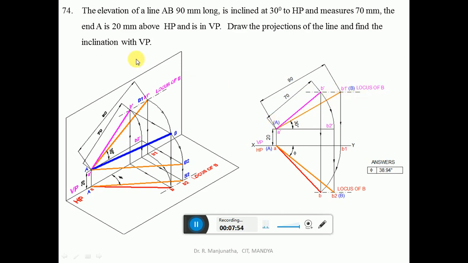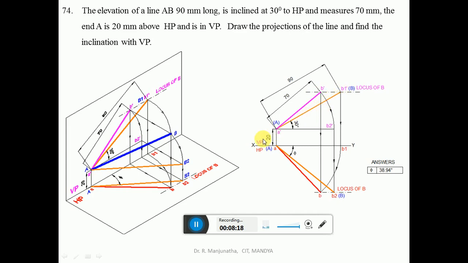Then, since you know the front view measures 70 mm, with A dash as center, take the radius of 70 mm and cut an arc on the locus of B in the front view. So that point is going to become B dash. Then join A dash B dash with a dark line. So this is going to become the front view. So we know the front view and also the true length here.